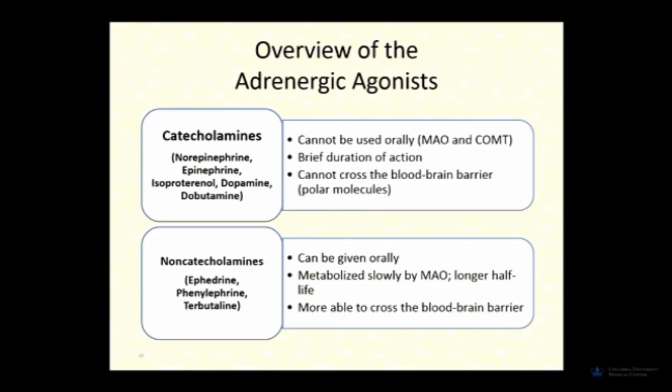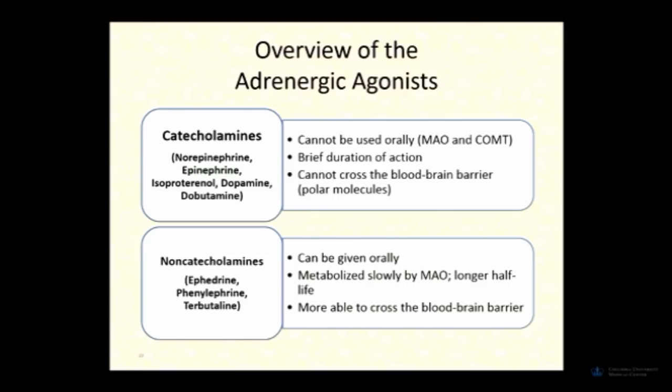What makes catecholamines different from the non-catecholamines is they cannot be taken orally. They cannot be taken orally because they are highly susceptible to degradation from MAOs and COMT. These are the two enzymes that naturally break down catecholamines. And so if taken orally, not enough will get to the target site. They tend to have brief duration of action, and they cannot cross the blood-brain barrier. So these drugs are usually given parenterally, especially IV or IM.